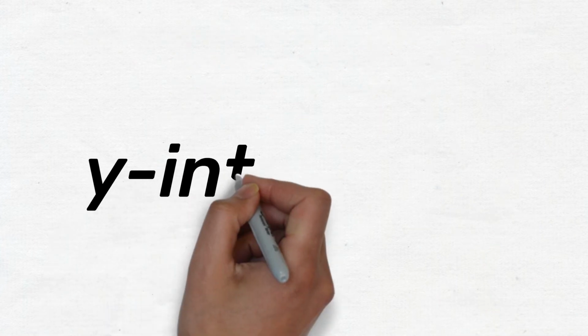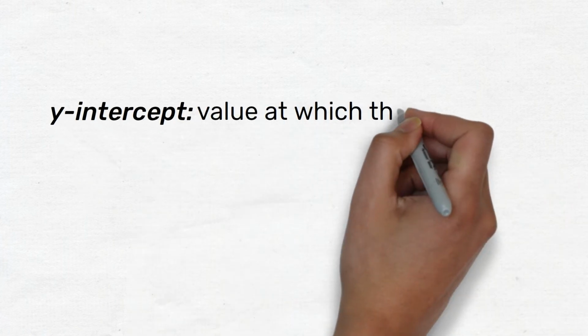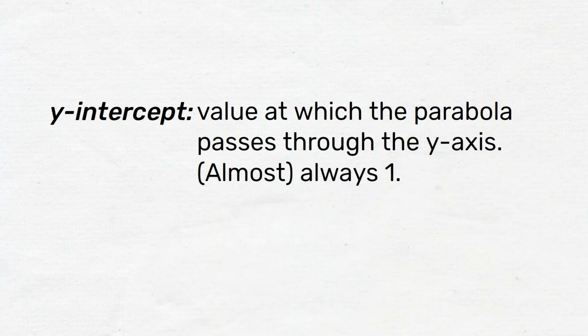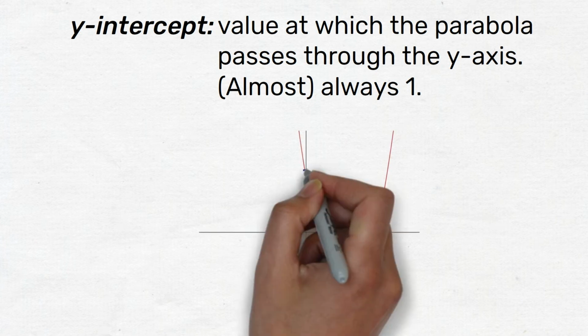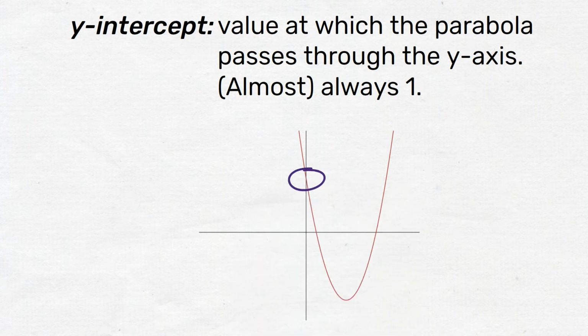To go along with the x-intercept, we also have y-intercepts. And these are the values at which the parabola passes through the y-axis. And generally, there's almost always going to be 1. So if we look at our graph here, we can see our graph passes through the y-axis in one place. It's never going to loop back around. It's never going to cross it anywhere else. Y-intercepts aren't going to be as important as they were last year when you were doing linear equations, but they'll still pop up from time to time.